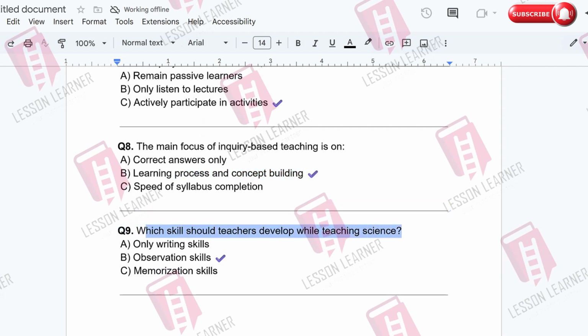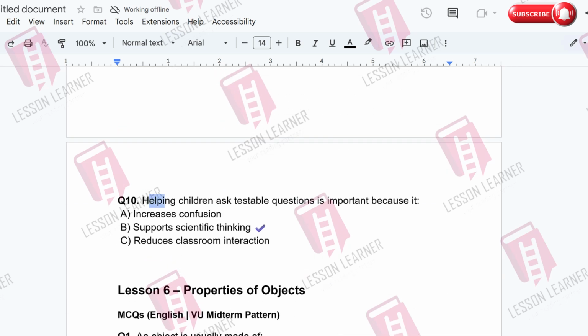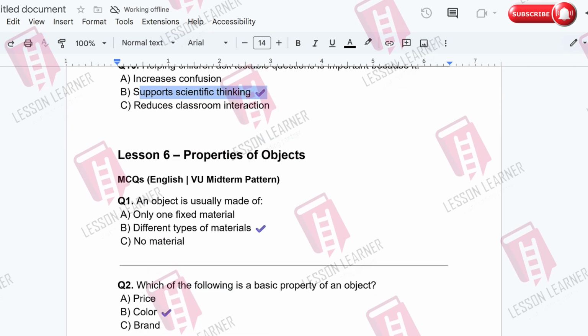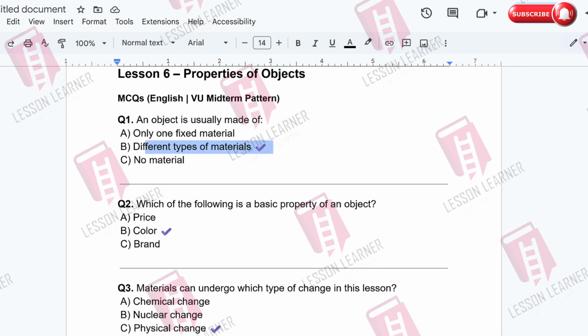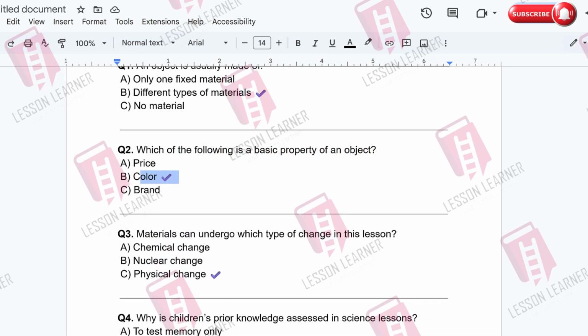Which skills should a teacher develop while teaching science? Observation skills. Helping children ask testable questions is important because it supports scientific thinking. An object is usually made of different types of material. Which of the following is a basic property of an object? Its color. Materials can undergo which type of change in this lesson?